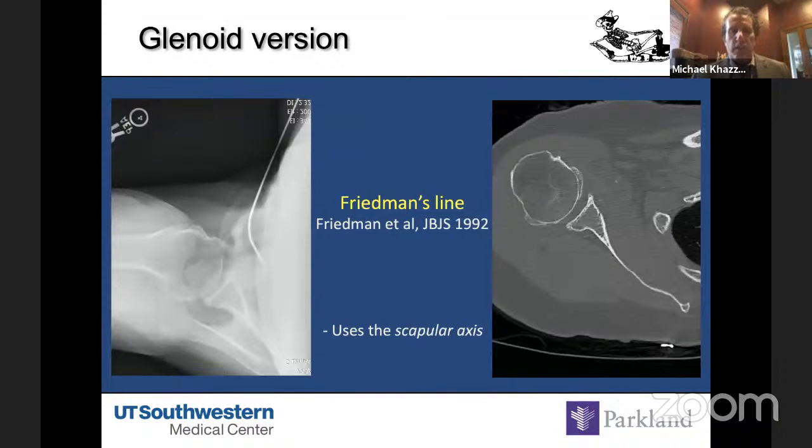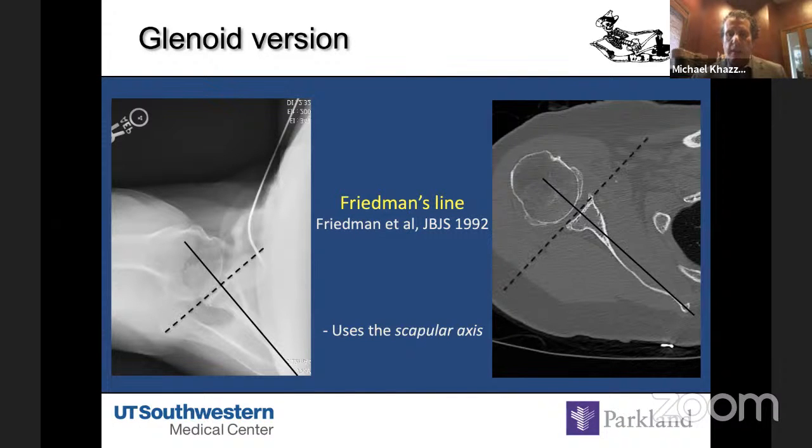So first and most commonly used way to assess this is with Friedman's line. Basically, it's a line in the scapular plane and uses the scapular axis. And then you draw a line, the glenoid plane, and then 90 degrees to that, and the angle formed between the 90 degree to the scapular axis and the glenoid line gives you your degrees of retroversion.